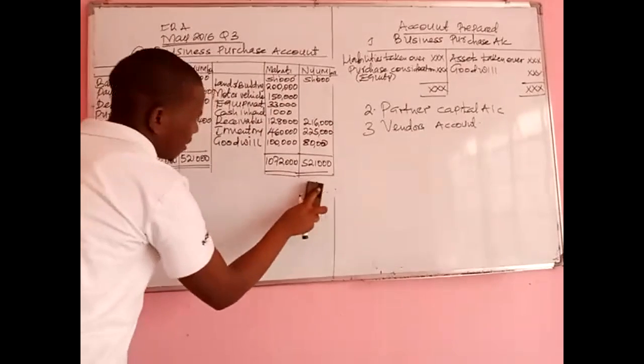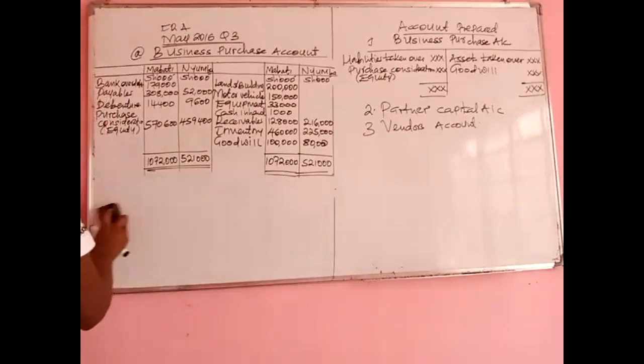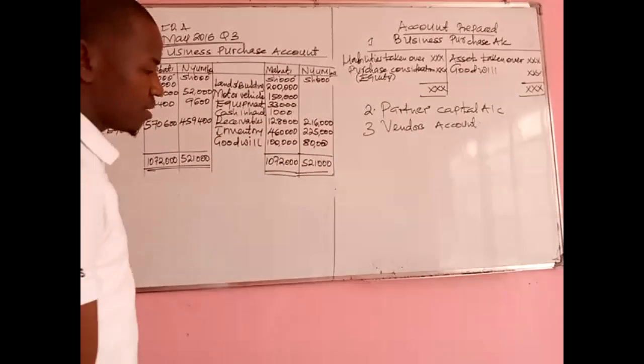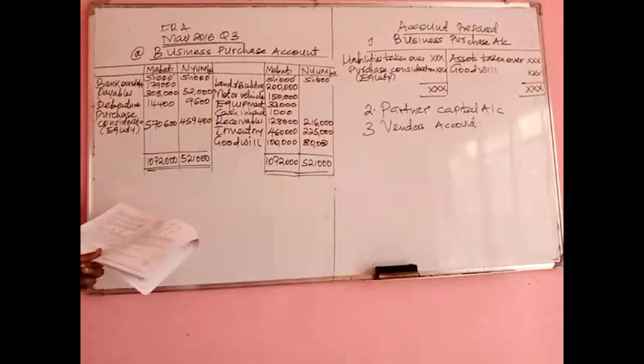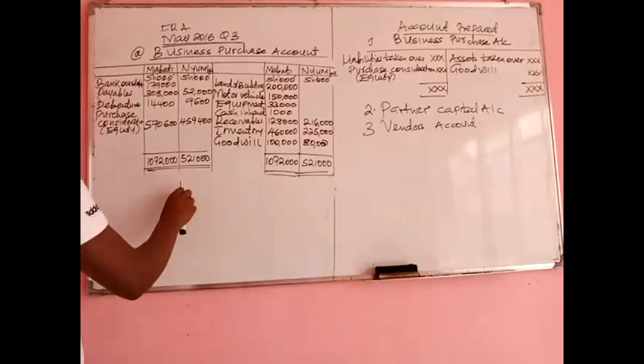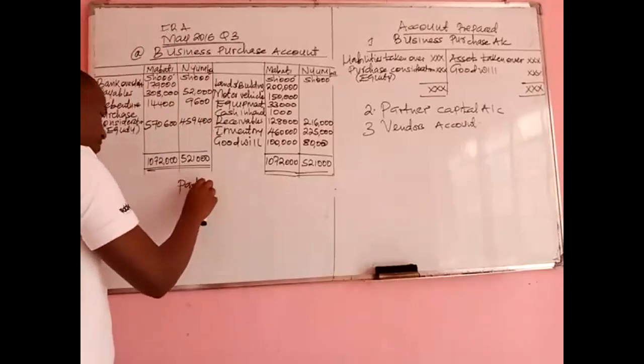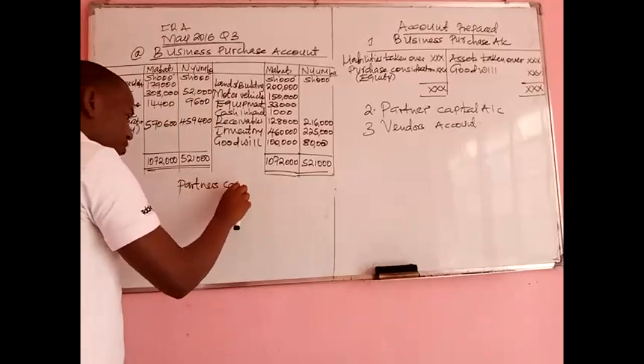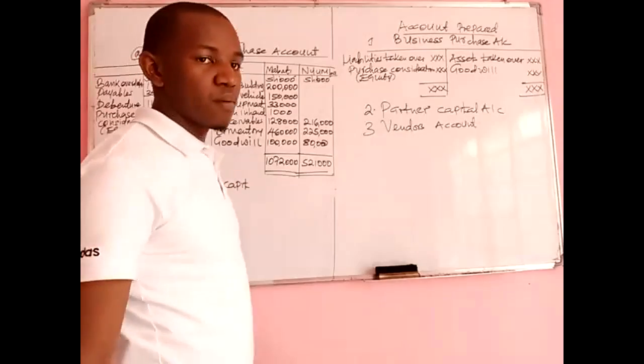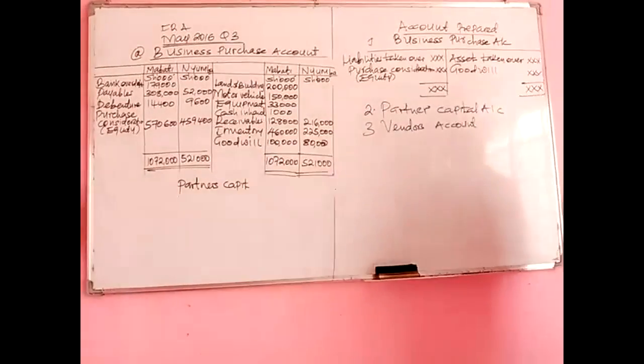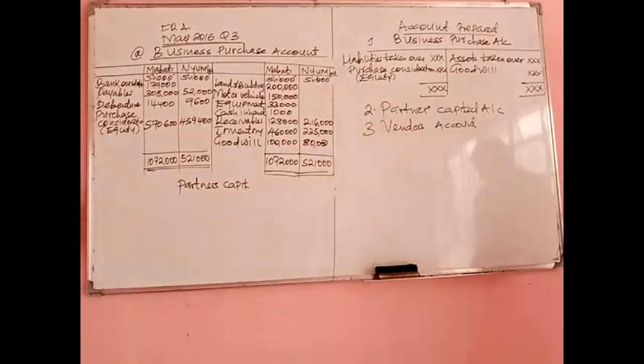Secondly, you are also required to prepare the partners' capital accounts. What is the balance? The balance is the balance, 570.